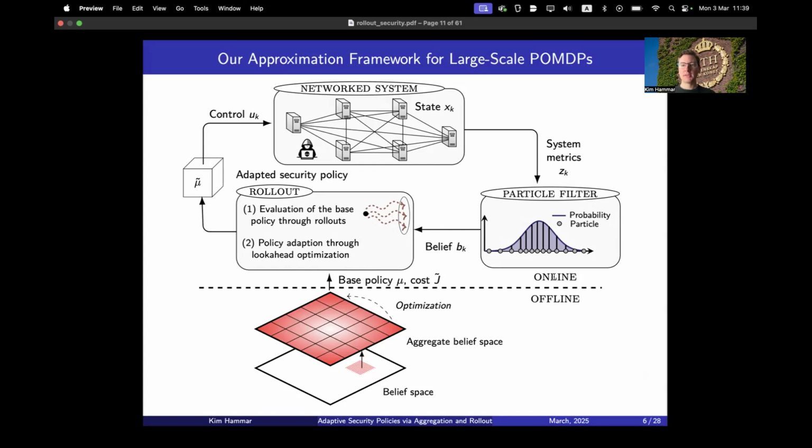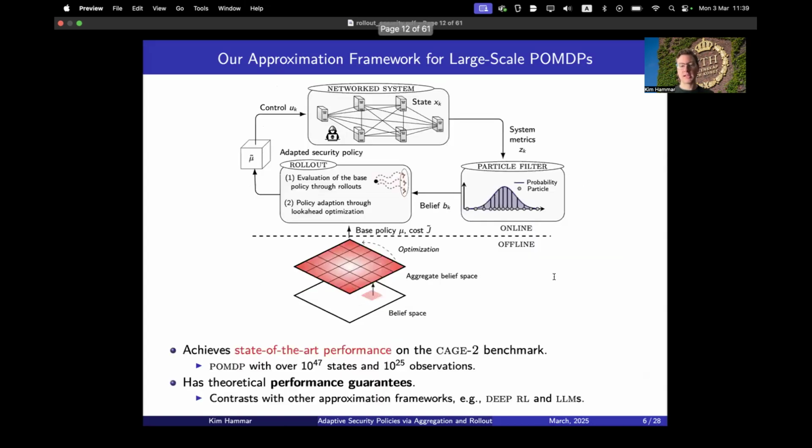And we show experimentally that this framework achieves state-of-the-art performance on a standard benchmark. And moreover, it has quite appealing theoretical properties, especially when you compare it to other approximation frameworks like deep reinforcement learning, for example. So in the rest of this talk, I will go into all of the details about this framework, both the theoretical aspects and also the experimental evaluation.